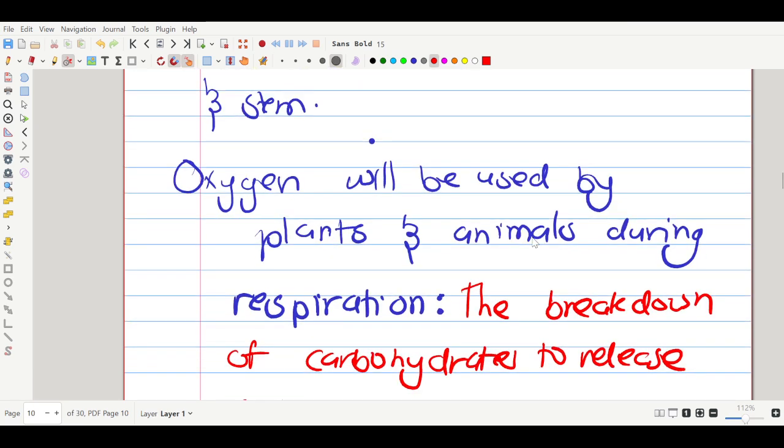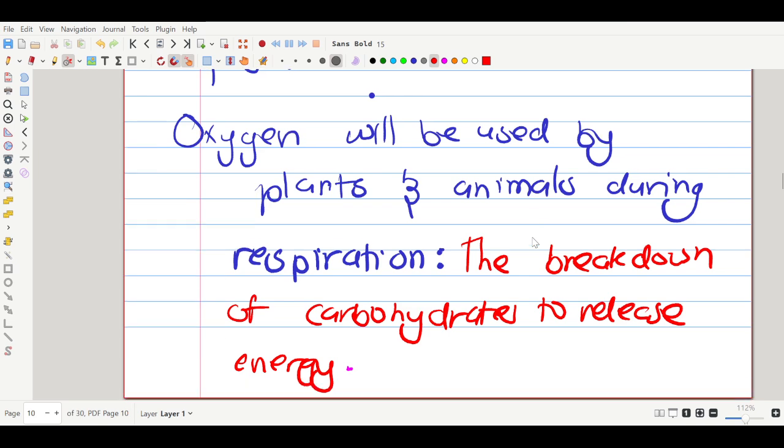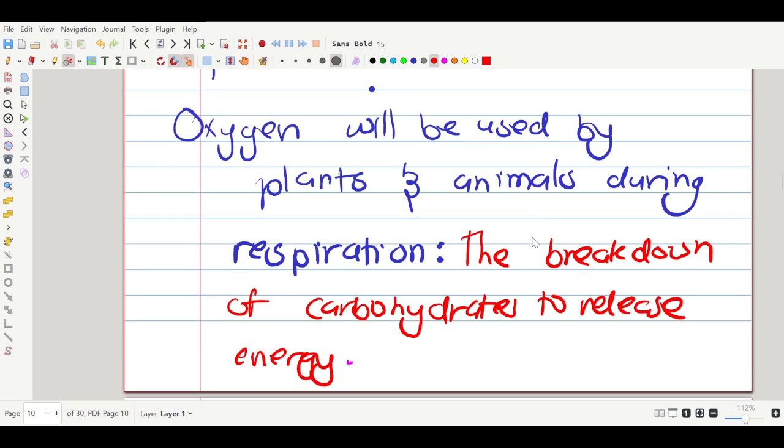Let's talk about oxygen, the byproduct in here. Oxygen will be used by the plants and animals during respiration. So we give the plants carbon dioxide when we breathe out. The plants get that carbon dioxide. That carbon dioxide goes into the leaf. The plants carry out photosynthesis. The plants give us oxygen, which we then use for respiration.